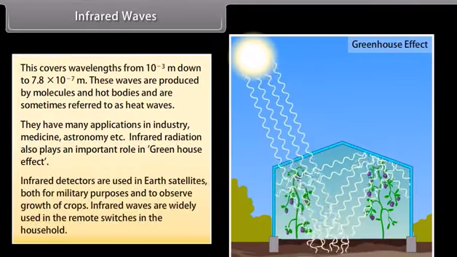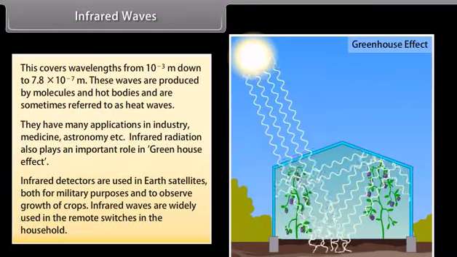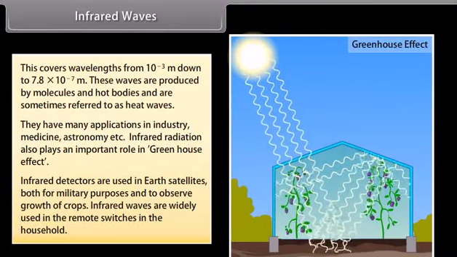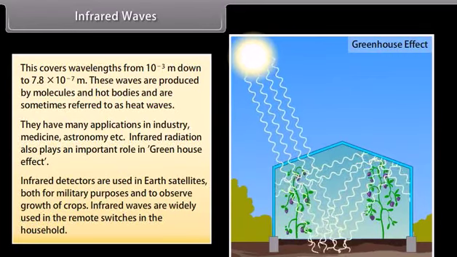Infrared detectors are used in Earth satellites, both for military purposes and to observe growth of crops. Infrared waves are widely used in the remote switches in the household.